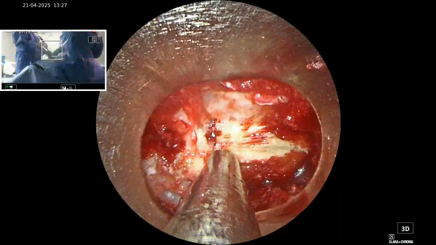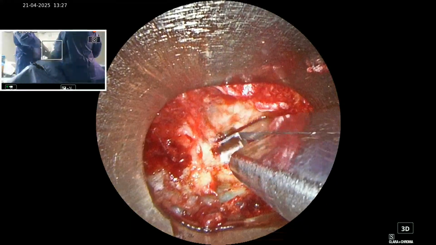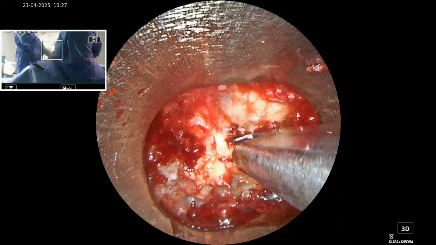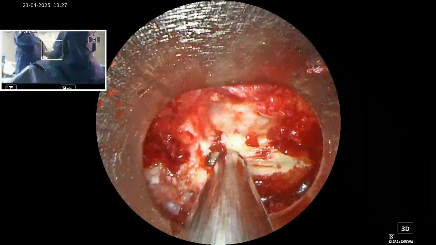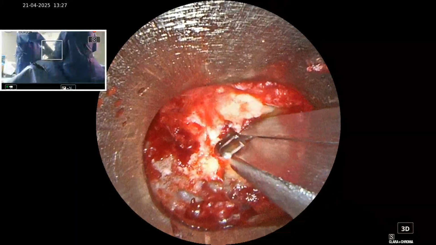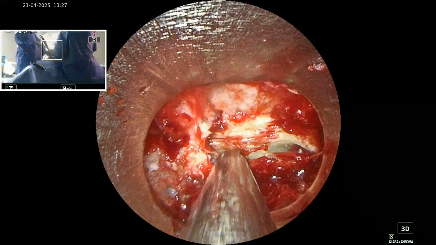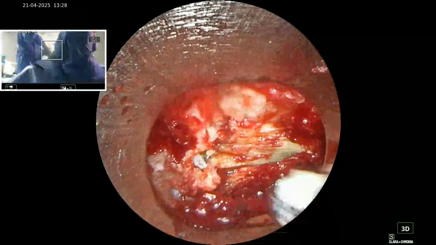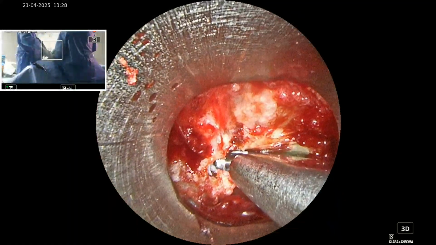Now we'll try to detach the deep layer from the inferior lamina. Very tight canal, there is no space. Now these are the hypertrophic portions of the bone.